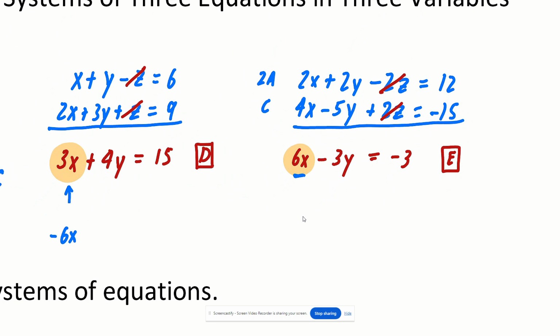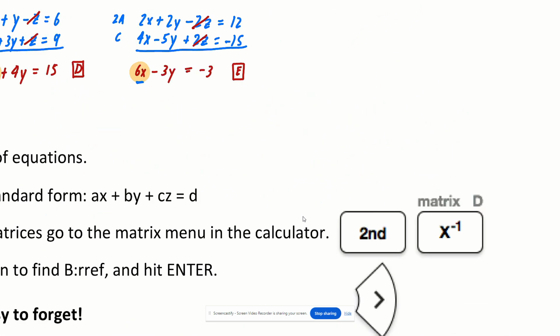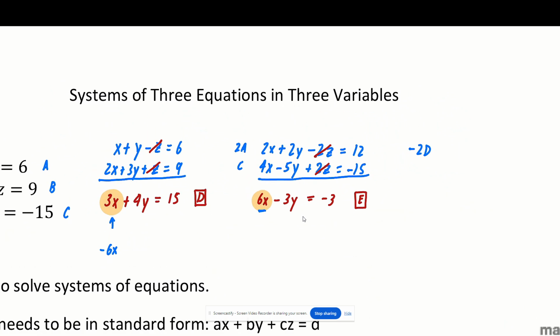What would I have to do to 3x to make it negative 6x? I would have to multiply by negative 2. So that's exactly what I'm going to do. I'm going to take the entire D equation and multiply it by negative 2. Now, again, I have to do nothing to E. It's going to be perfect the way that it is.